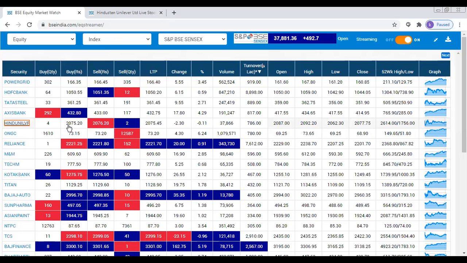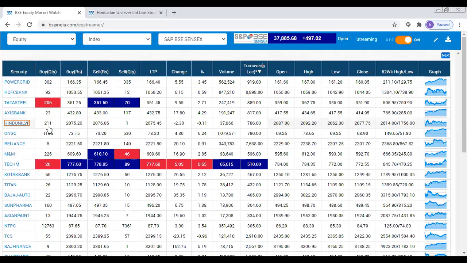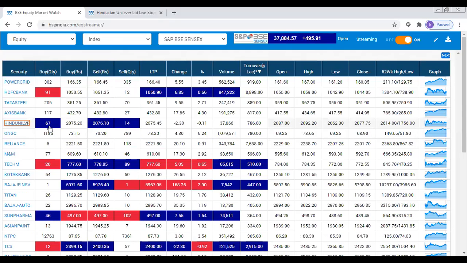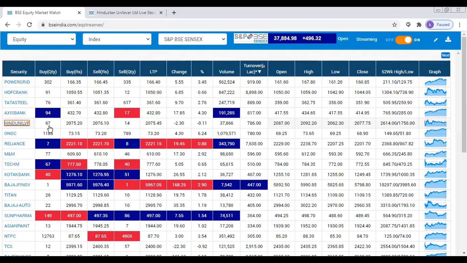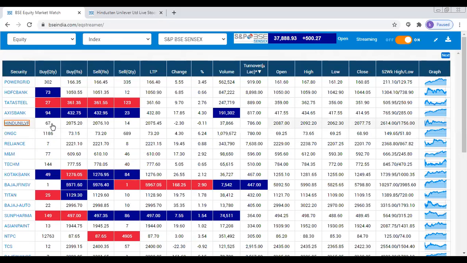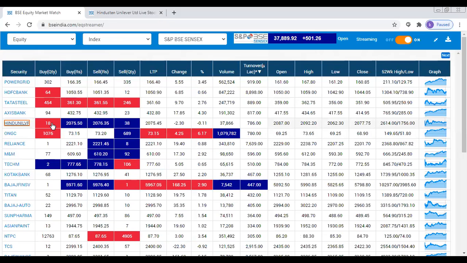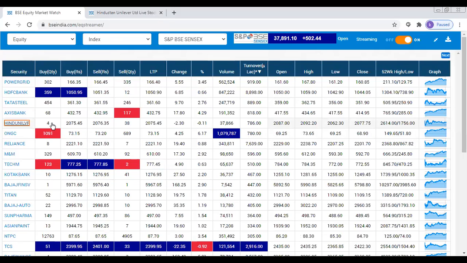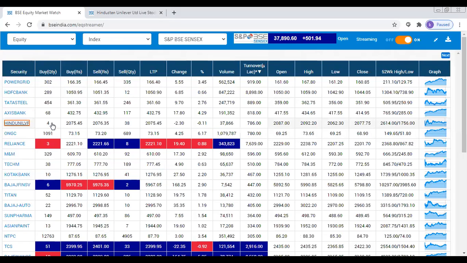Now see this quantity. It was 4, immediately it switched to 211. Now it has come back to 267, right? So these values keep on changing. Don't worry about it. It depends on how many buyers are coming in and require these particular shares, and how many sellers are coming in and want to sell the shares, right?